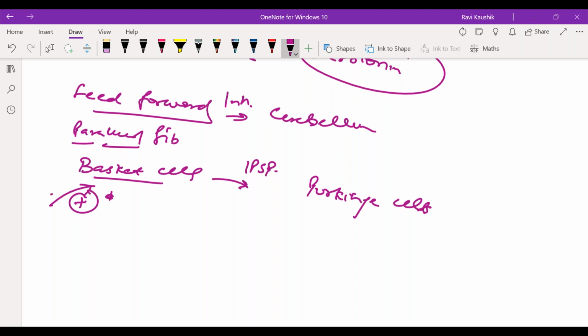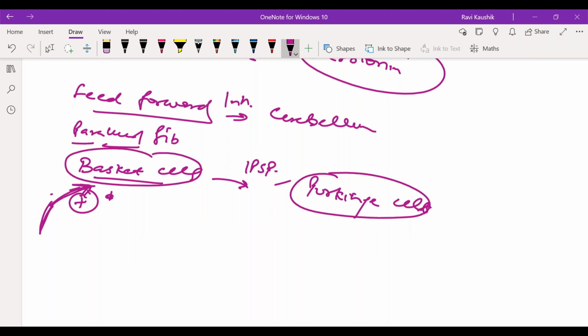However, what happens? The same set of neurons, which was stimulating the basket cell, also gives a direct positive signal to the Purkinje cell. Fine. So this is feed forward inhibition. Got it? That if basket cells are excited, they will give a negative signal or IPSP to the Purkinje cell.